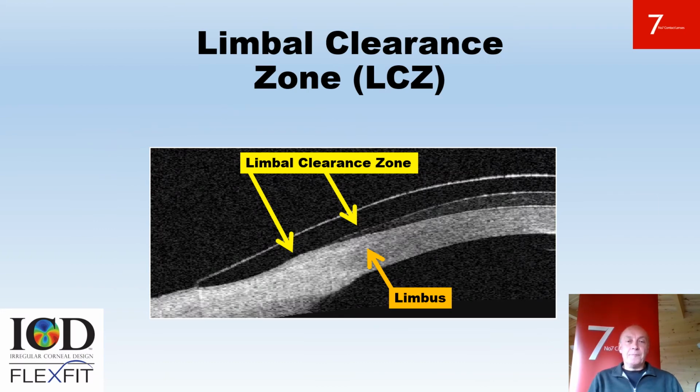So this is the area that we can see in this OCT image. You can see the limbus highlighted in orange and the clearance zone highlighted in yellow, and there is a degree of touch. So we know we need to increase this limbal clearance zone.